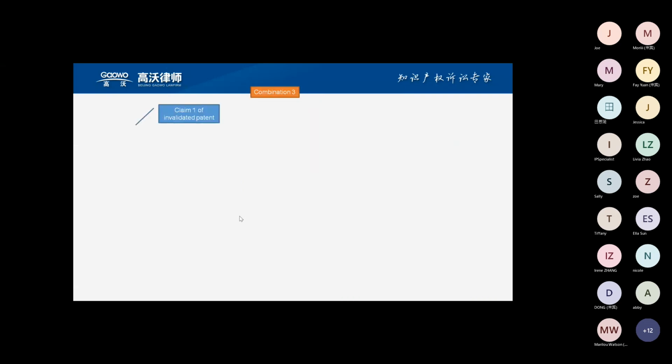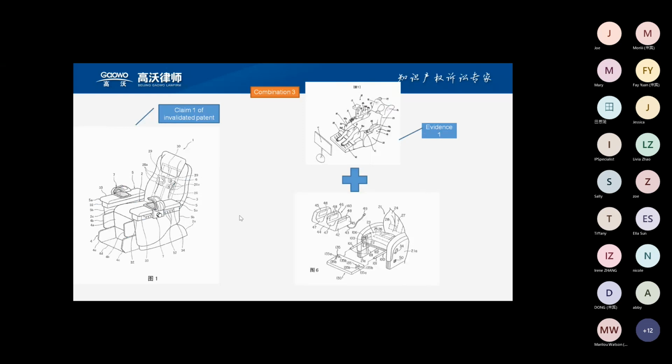Okay, next I introduce another combination, combination 3. I use evidence 7 to combine with evidence 1 to challenge claim 1. Evidence 7 discloses a massager for the leg. You can see from the figure on the right bottom, this is a leg, and this is a massager for the leg. Number 45 can be placed on this plate. Number 130 can also be slidable along the bar 101.